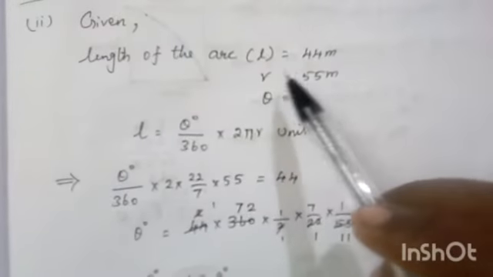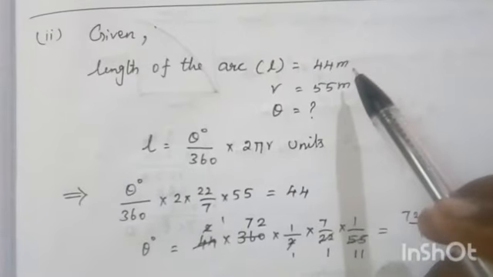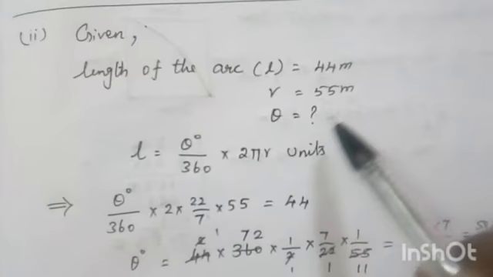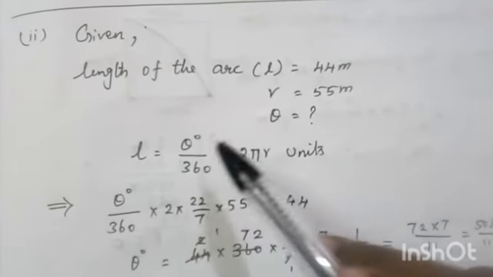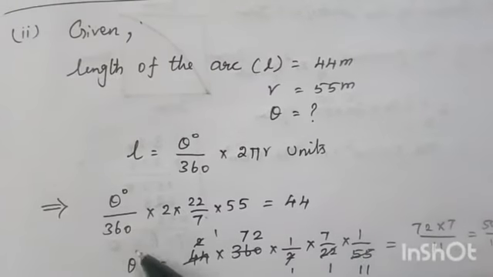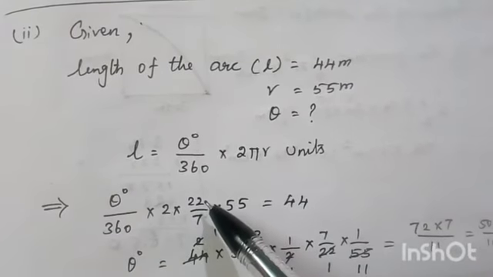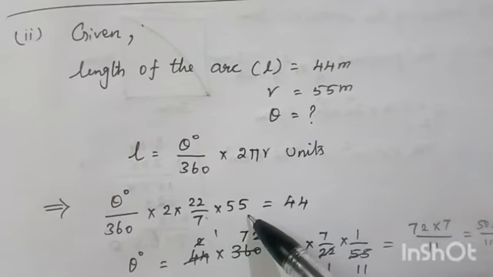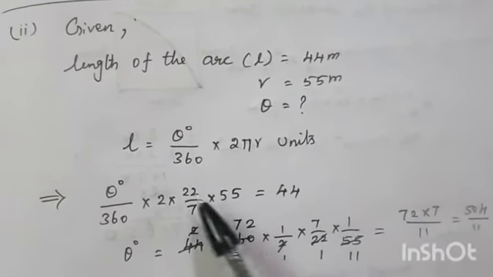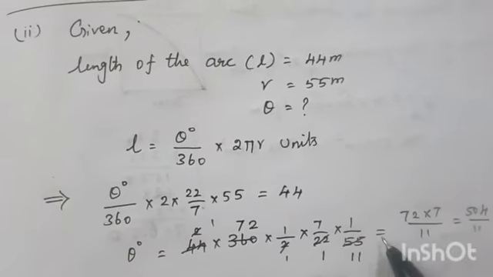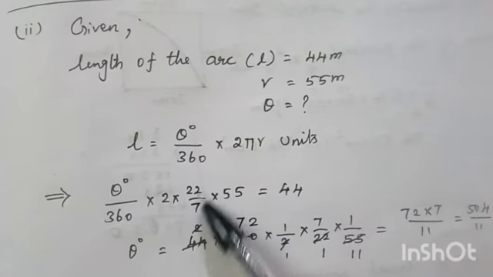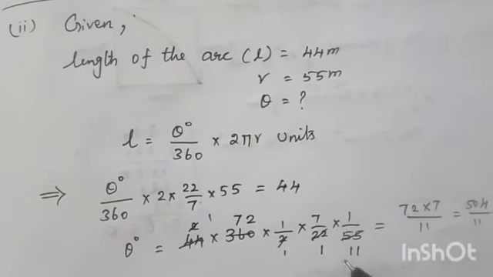Second question, length of arc L is equal to 44 meter. Radius is equal to 35 meter. We want to find theta. Arc length formula: L is equal to theta by 360 degree into 2 pi r. So theta by 360 into 2, pi value is given as 22 by 7, into 35 equal to 44. Now you have to transpose all these values to the right hand side. So that is 44 into 360 into 1 by 2 into 7 by 22 into 1 by 35.